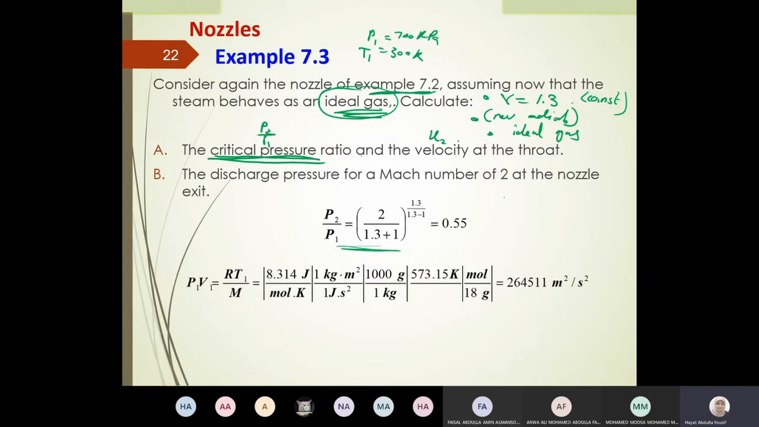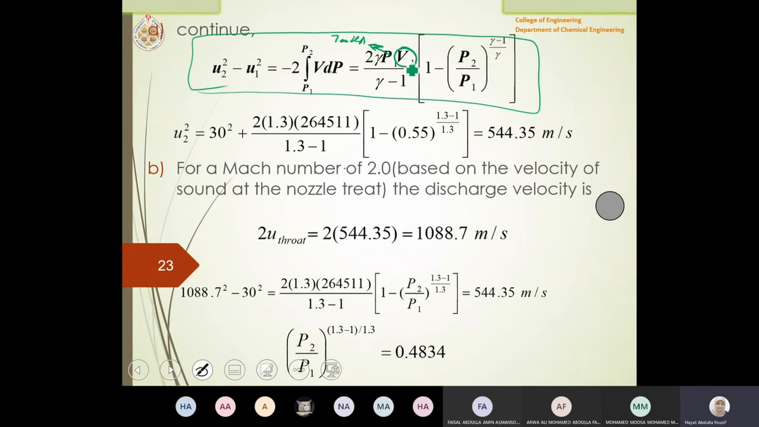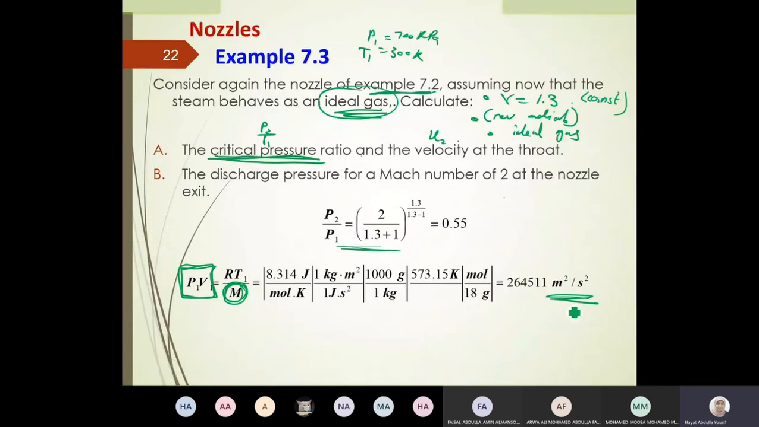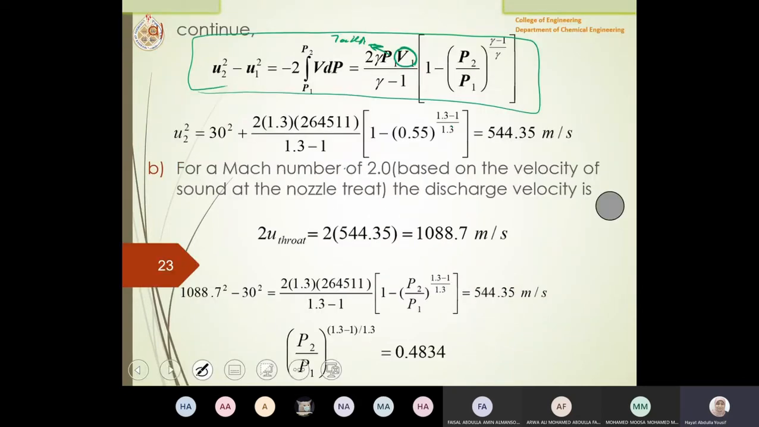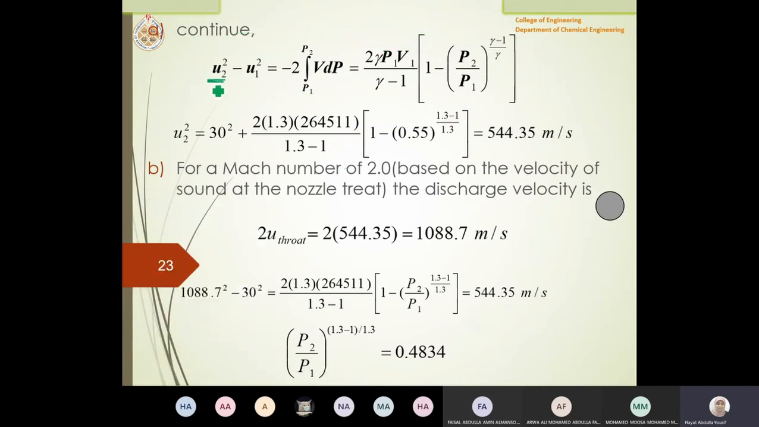That's one option. Or I just found PV as one full term, because PV is equal to RT. If I divided it by the molecular weight, I will get the unit in meters squared per second squared. And then, Doctora, do I have to do the same? No, you don't have to. You can substitute PV equal to RT, find the specific volume, and then substitute here, because that one is a specific volume. Okay? But the reason why I did all that in one step, because I know here from this question that this term is in meters squared per second squared. This term has no unit because it's a ratio.